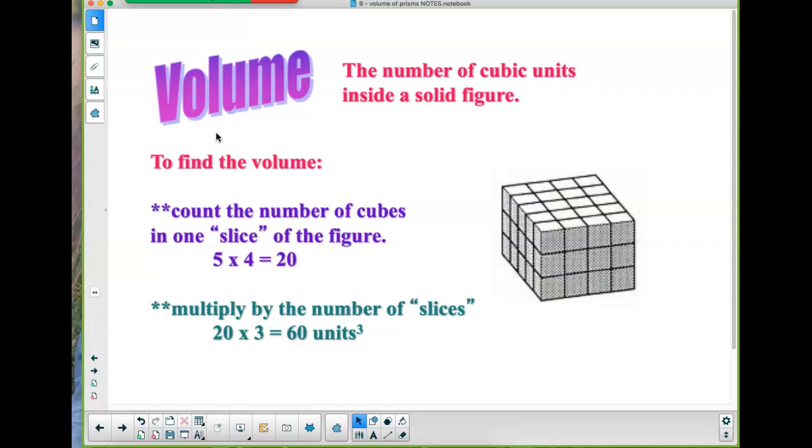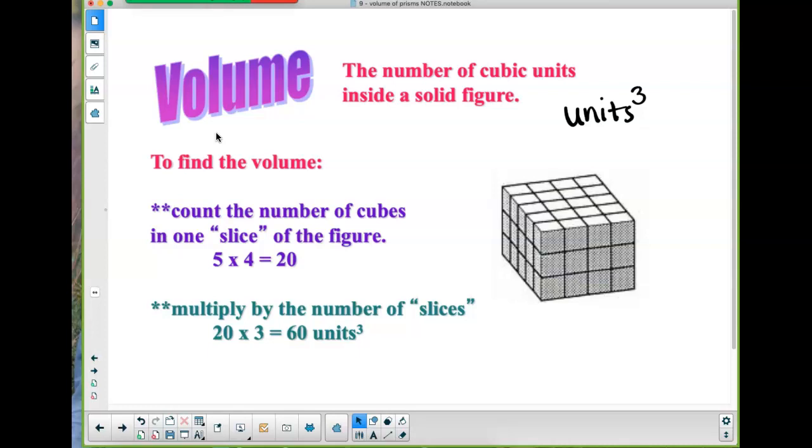And this is why when we label volume, we label it as units to the third power. Units cubed. Okay, cubic units. So remember, area is like centimeters squared, feet squared, because we talk about how many squares cover it. When we talk about volume, we're talking about units cubed.